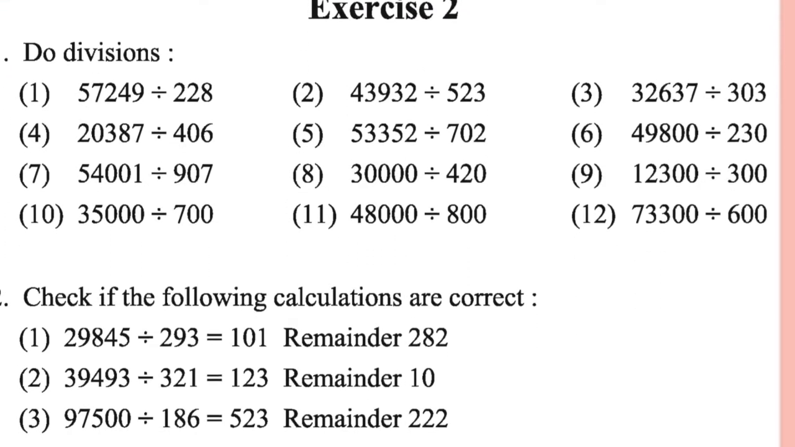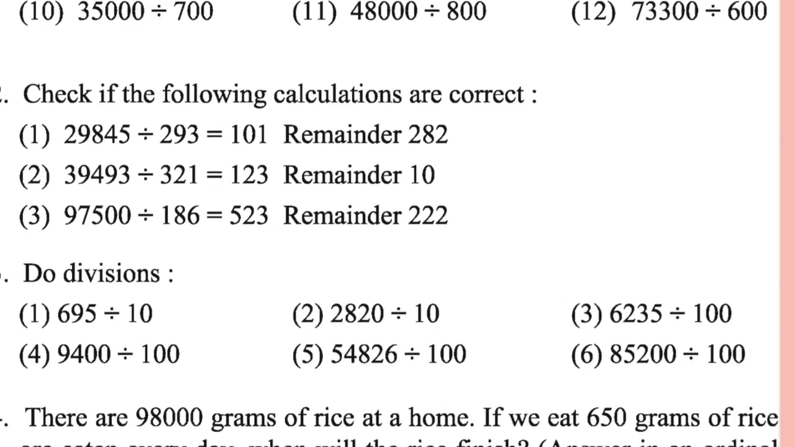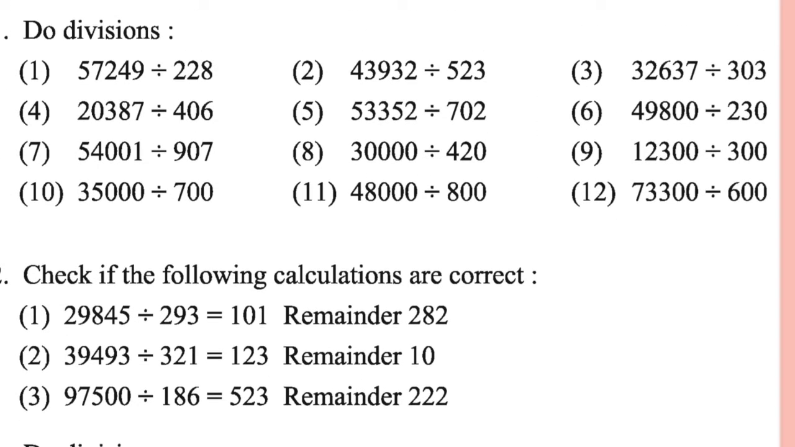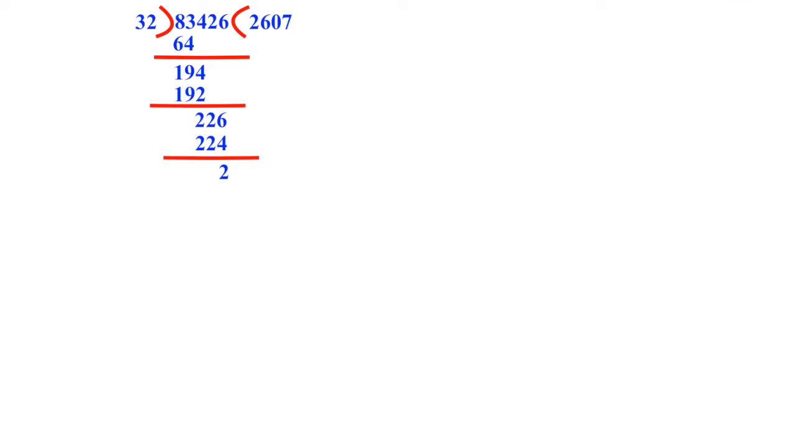Now let's see exercise 2. Do the divisions. Because this is 3 digit, let's proceed. 57249 divided by 228.